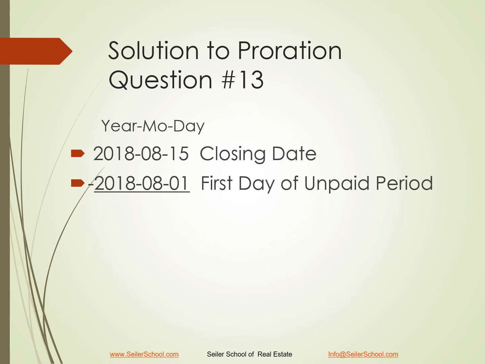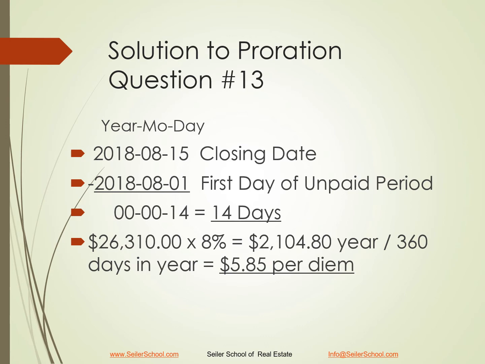which is the year 2018. August is the 8th month and the first day. We do our subtraction, we end up with 14 days of prorations to deal with. Now we need to figure out how much it is for each of those days. $26,310 is the outstanding mortgage balance times 8% interest equals $2,104.80 for the year. To find out the day or per diem, we divide by 360. We end up with $5.85 per diem.